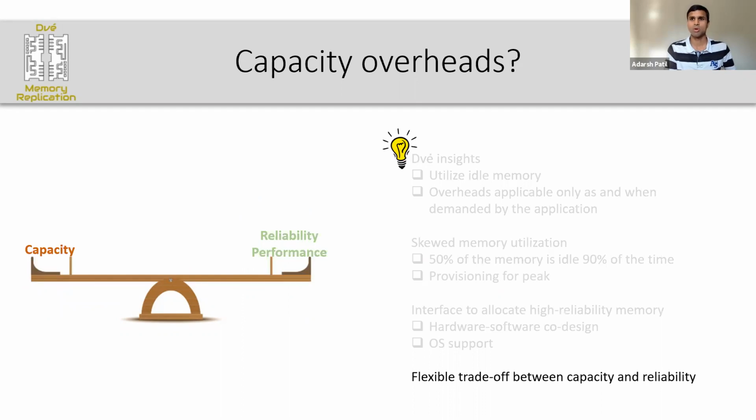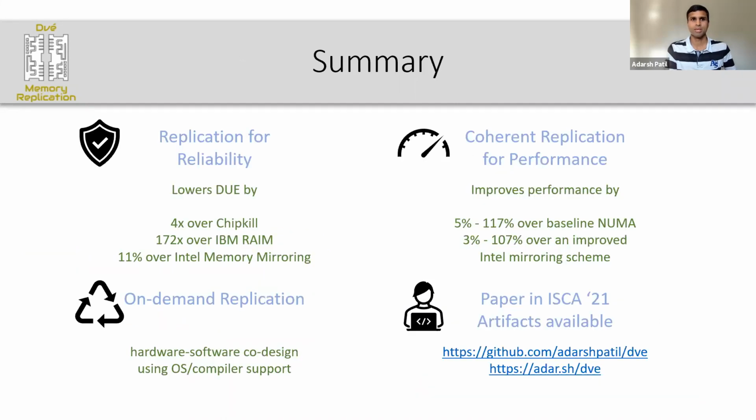This allows deployment of a large number of lower reliability or commodity DRAMs for capacity, while still being able to turn reliability on or off on demand. To summarize, Dway provides improved DRAM reliability over state-of-the-art reliability techniques. It also improves performance using coherent replication in hardware. It accomplishes these goals with a flexible interface that can be deployed on demand.